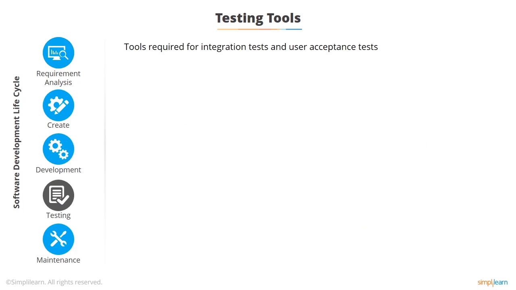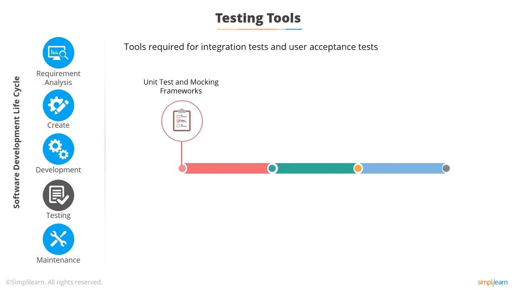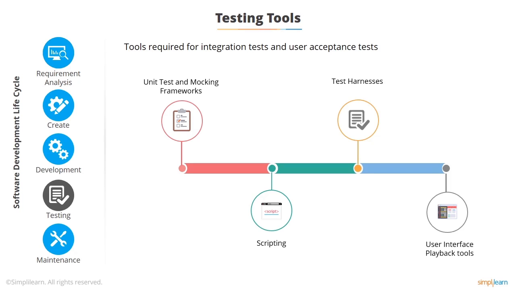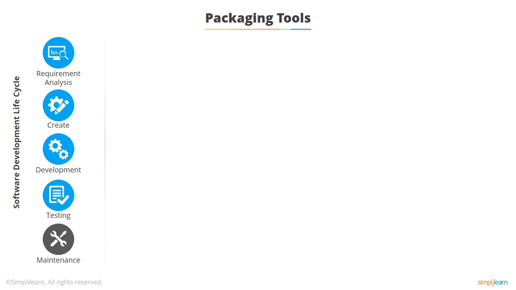Testing is vitally important. We start off with unit testing and mocking frameworks for doing test-driven development. We've got scripting for writing more advanced tests, such as integration tests. We've got test harnesses which test full systems and partial systems. And we've got user interface playback tools for testing web interfaces. We've also got packaging tools.